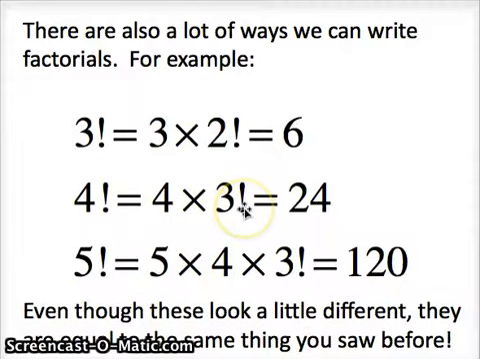There are some kind of cool properties about that. For instance, since we know that 2 factorial is 2 times 1, 3 factorial could also be written as 3 times 2 factorial, because that would be, again, 3 times 2 times 1. The same thing for 4 factorial could be written as 4 times 3 factorial. And 5 factorial could be written as 5 times 4 times 3 factorial, because they're all saying the same thing. It's just 3 times 2 times 1 for 3 factorial, 4 factorial is 4 times 3 times 2 times 1, and 5 factorial is 5 times 4 times 3 times 2 times 1. These are just different ways of writing it, and it gets the same answer.